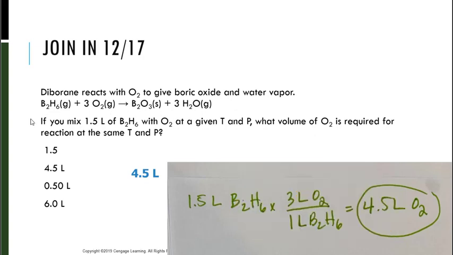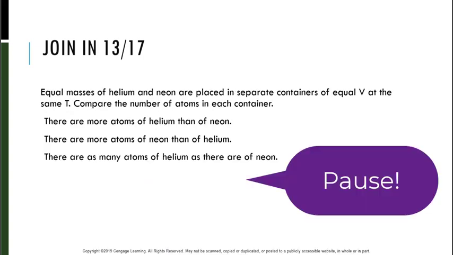I used the balanced equation here, and I saw that for every 1 liter of B2H6, there was 3 liters of oxygen, so it's a 1:3 ratio. Pause here.